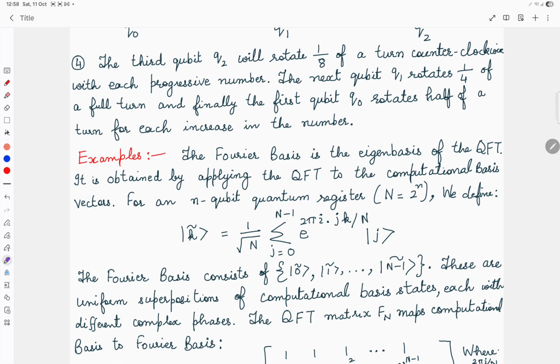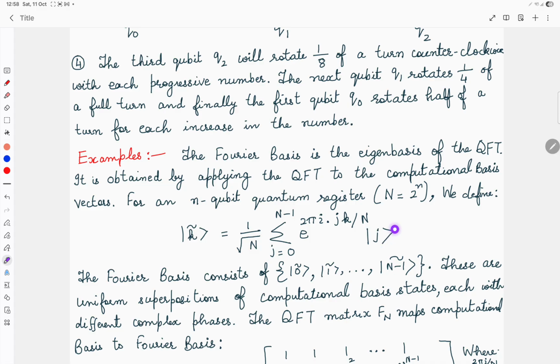Now these Fourier bases are basically used in the quantum Fourier transform. We are interested in understanding the Fourier basis because we want to thoroughly understand the quantum Fourier transform algorithm. These Fourier bases are obtained by applying the QFT to the computational basis. Now what does that mean?